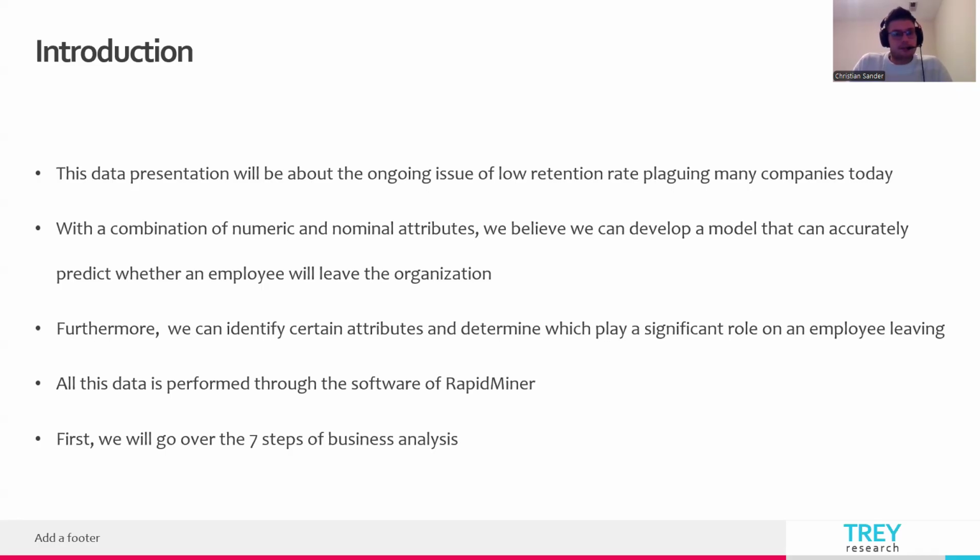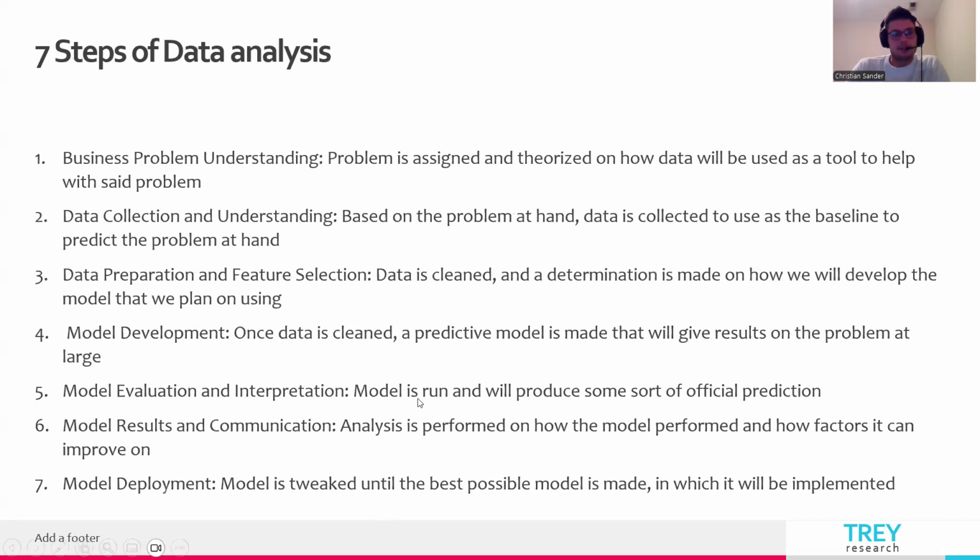So first of all, before we can get started, we need an overview of the 7 steps of business analysis. Step one is to have a business problem understanding. A problem is given to a business analyst like myself, and we determine how we can use data to fix that issue that is being brought up. Step two is data collection and understanding. Based on the problem at hand, we find data that we believe is most accurate and will be the most useful in our presentation and in solving that issue.